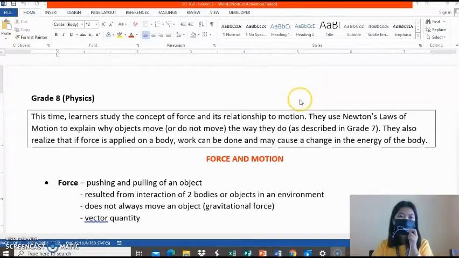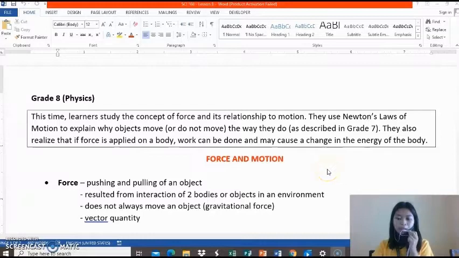So for today, we're going to talk about grade 8 physics. In this time, the learners study the concept of force and its relationship to motion. They use Newton's laws of motion to explain why objects move or do not move. They also realized that if a force is applied on a body, work can be done and it may cause a change in the energy of the body.